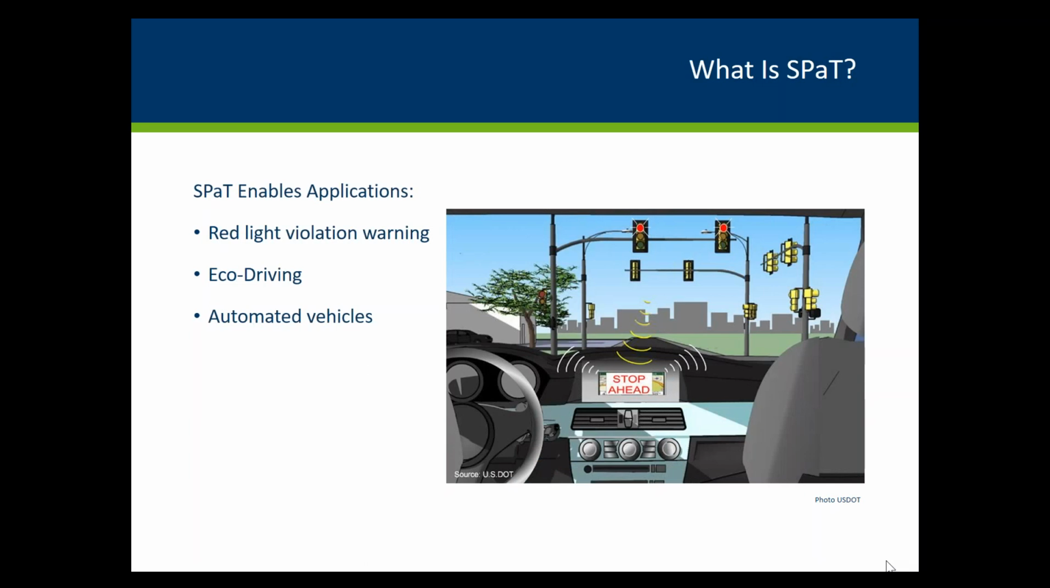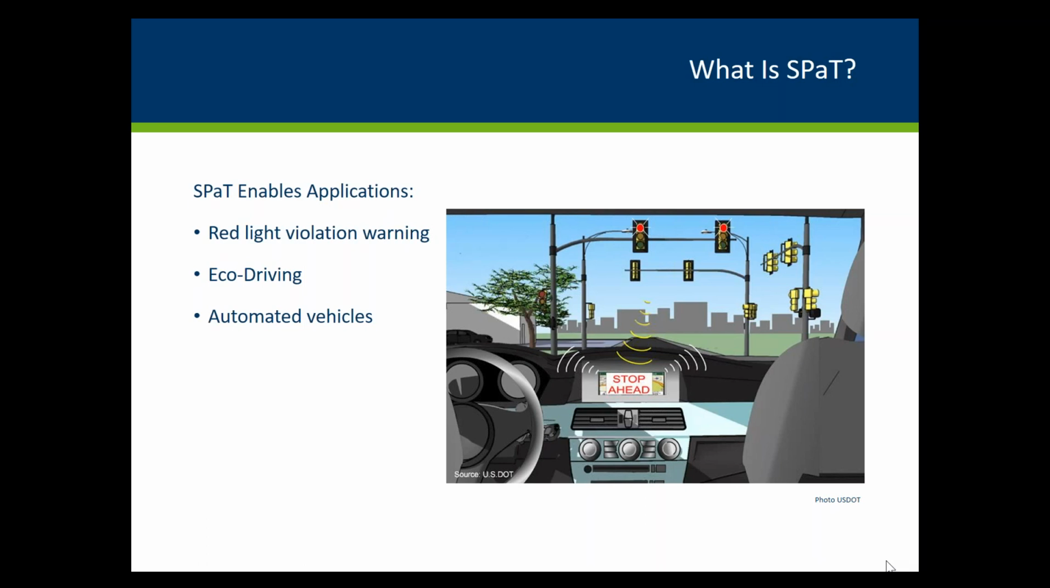And why do we do it? It enables some applications. And one that you normally think of or associated with SPAT is red light violation warning. So basically, if you're not paying attention and about to drive through a red light, the car should be able to warn you, hopefully in time for you to stop before you get creamed. But there's some other applications also, eco-driving, where maybe the car could tell you if you drive this speed, you won't have to stop at the red lights, or here's how you can drive to minimize fuel and emissions.